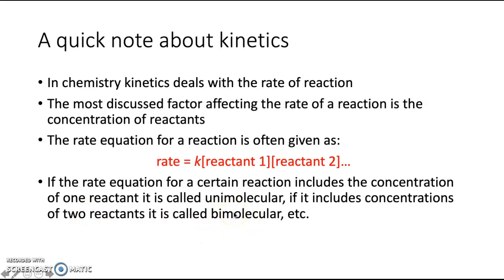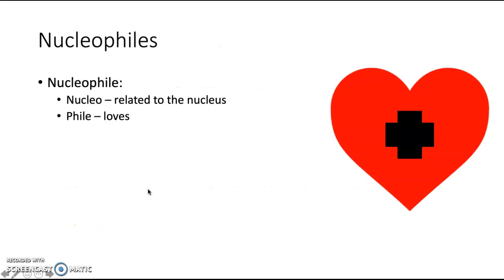And I'm sure you could figure out that if there were 3 reactants, it would be called what? I hope that you answered it aloud to yourself in your room. Okay, so I wanted to review this because I'm going to be using these terms: unimolecular, meaning that the rate depends on the concentration of 1 reactant, and bimolecular, meaning that the rate depends on the concentration of 2 reactants.